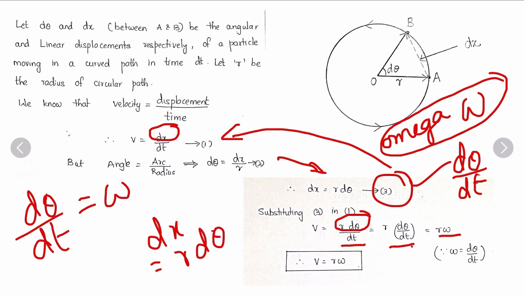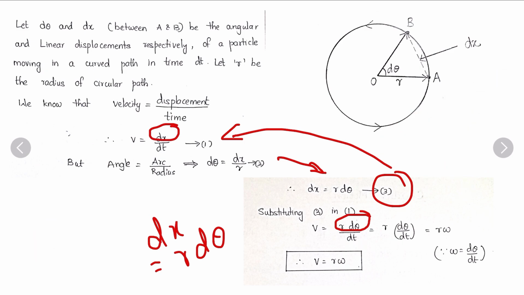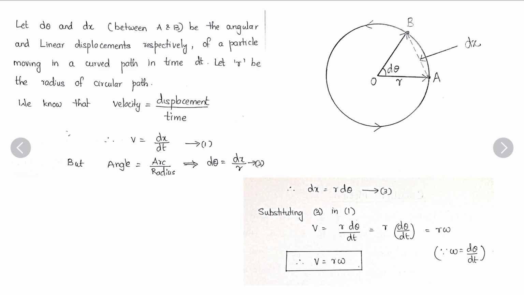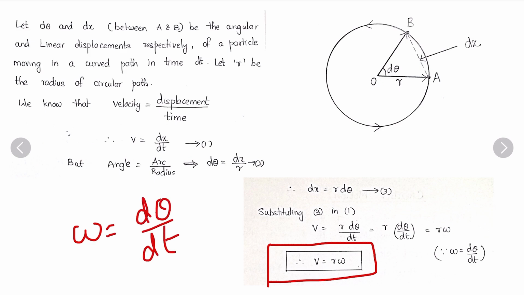Now you will get V is equal to r omega. This is what we want. So finally we have arrived at the expression that V is equal to r omega. In this expression, V is the linear velocity, r is the radius of the circle, and omega is the angular velocity. Omega is equal to d theta by dt, that is angular displacement by time.